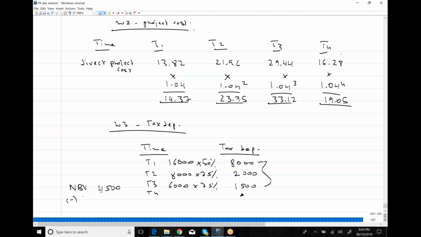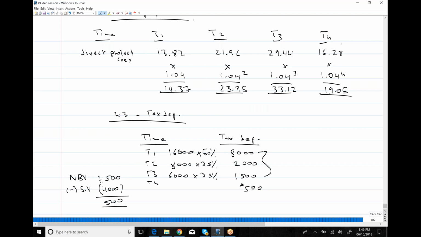Then from this you have to minus scrap value. Scrap value is given in the question. That is 4,000, right? For machinery it is 4 million. That is 4,000. So leftover amount will be 500. You will write down this 500 over here. Okay. So that is your working for depreciation.